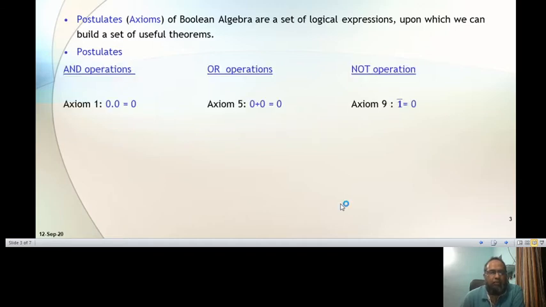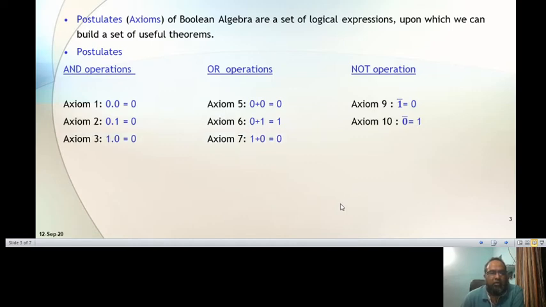As we have seen in the AND operation, the postulates with AND gates are like this: 0 into 0 is 0, 0 into 1 is 0. This is the AND operation, denoted by the dot, 0 dot 1 or 0 into 1. Simply we can say it's 0, 1 into 0 is 0. In mathematics also it follows in a similar manner. So, 1 into 1 is 1. Similarly, we have OR operations, axioms 5, 6, 7 and 8. Then the NOT operation, axioms 9 and 10: 1 bar is equal to 0 and 0 bar is equal to 1.